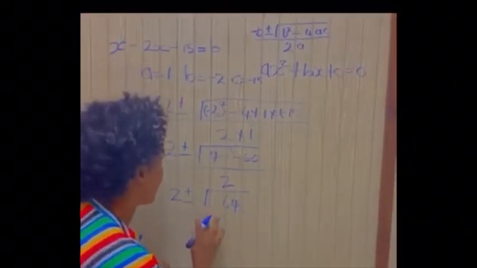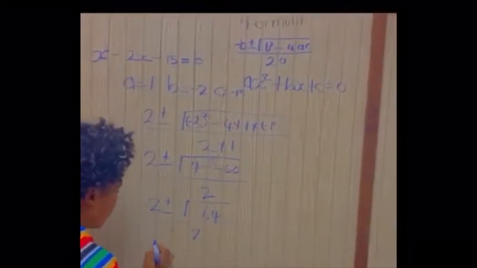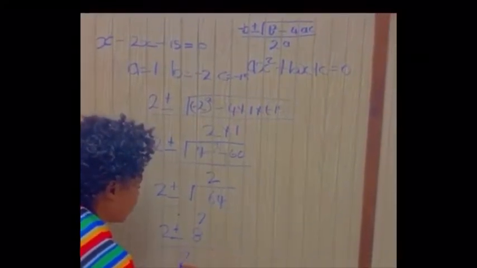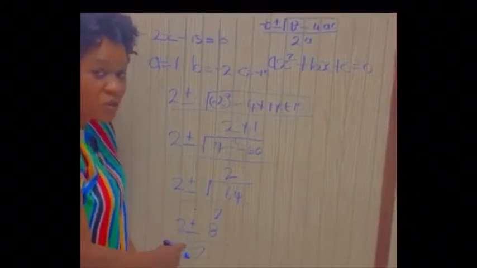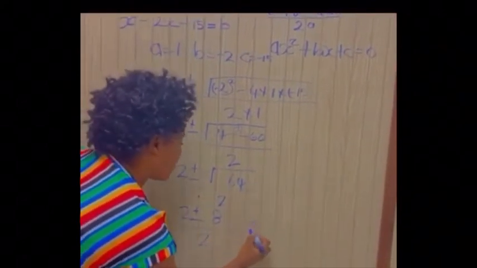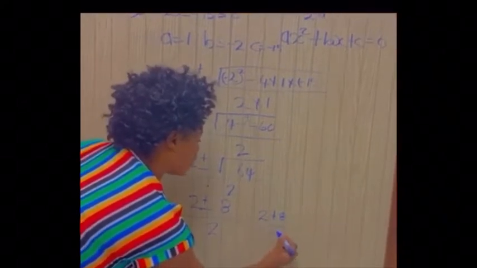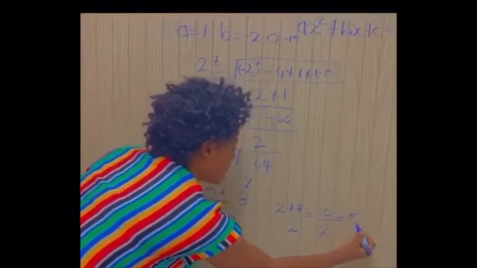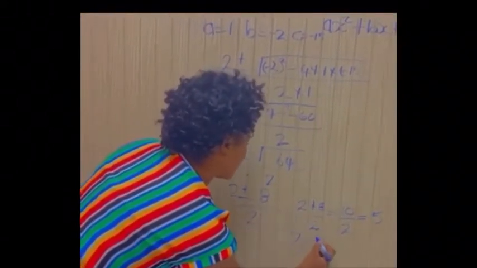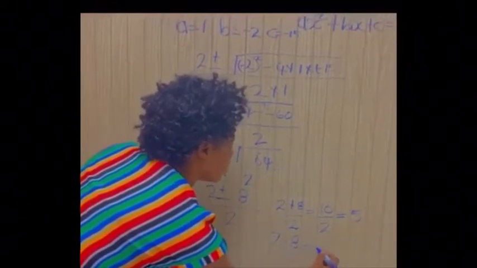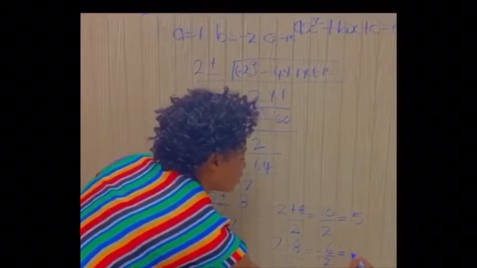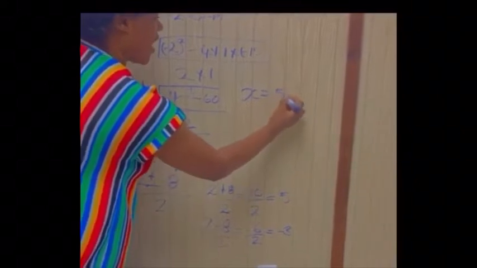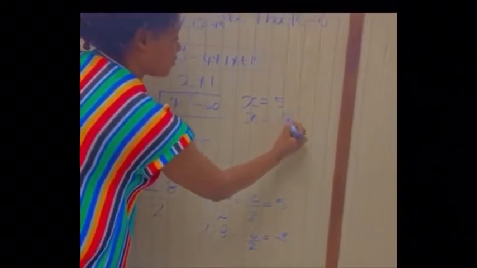Now we're going to find the square root of 64. So we're going to have 2 plus or minus the square root of 64, which is 8, divided by 2. Now remember there's a plus or minus, so we're going to split. Alright, so over this side we would have 2 plus 8 divided by 2. This is equal to 10 divided by 2. So one of our x is equal to 5. And the other one now is 2 minus 8 divided by 2. This is equal to negative 6 divided by 2, which gives us negative 3. So in all, our two answers are x is equal to 5 and x is equal to negative 3.